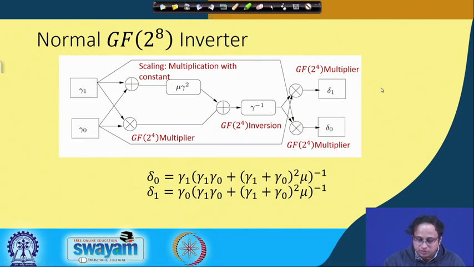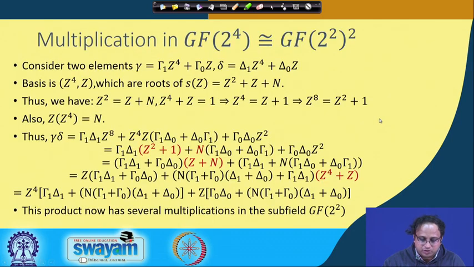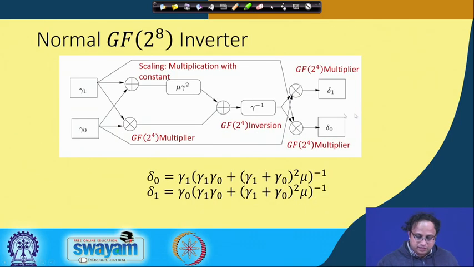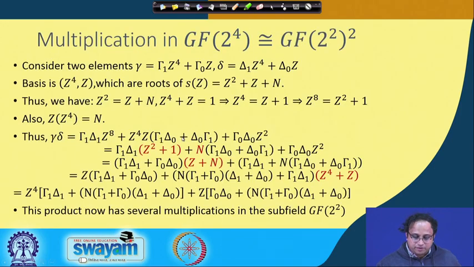And finally, once you have done this, you can observe that internally you are basically doing GF(2^4) inversions and GF(2^4) multipliers. So now you need to know the circuit for doing a GF(2^4) multiplier. Therefore, let us take a look at the GF(2^4) multiplier.